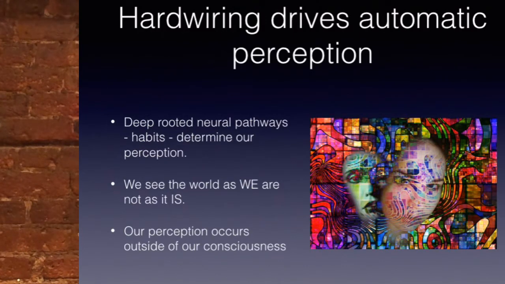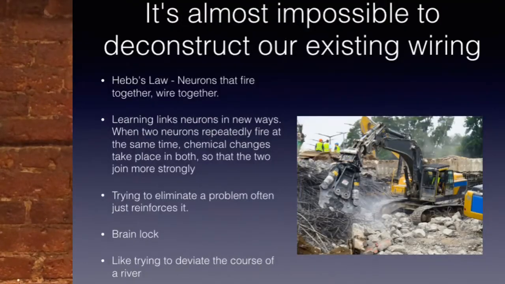So this hardwiring I talked about drives our automatic perception, how we perceive the world. We tend to perceive the world as we are, as our neural networks are, not really as the world is. And this happens really outside of our awareness because it's hardwired. Now, this hardwiring, once it's actually been laid down, it's almost impossible to deconstruct. There's a law in neuroscience called Hebb's law, named after a famous neuroscientist named Hebb. And it basically says that neurons that fire together, wire together.